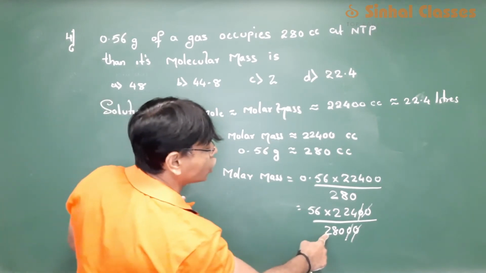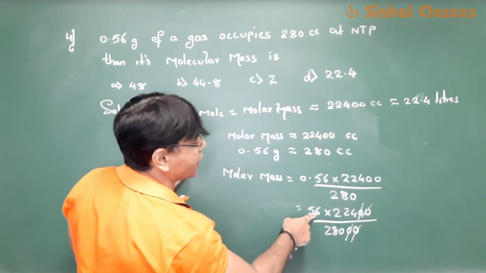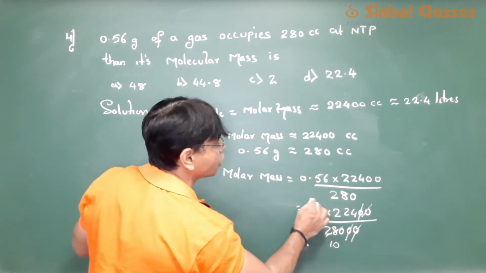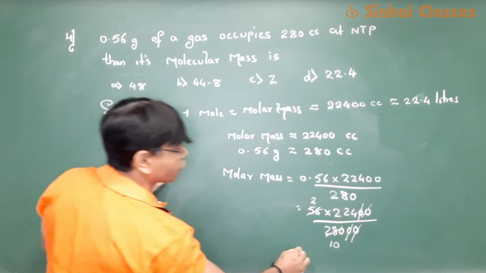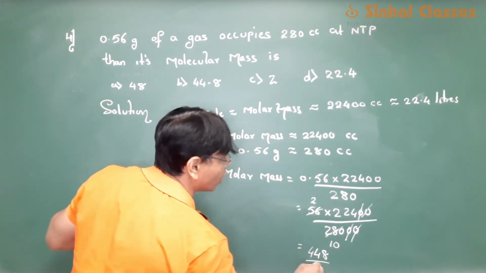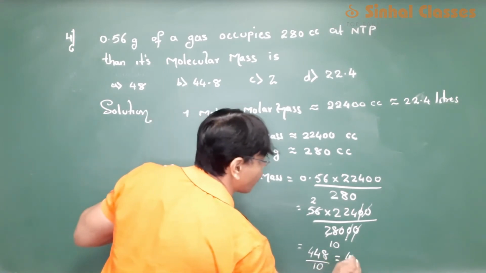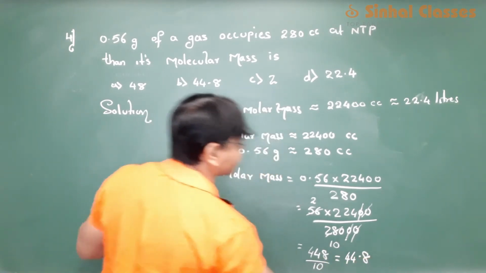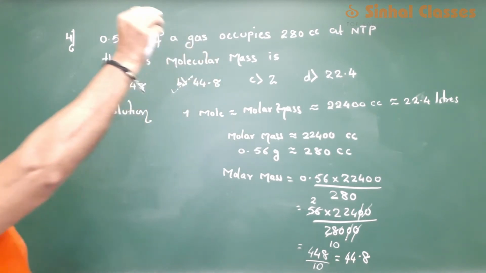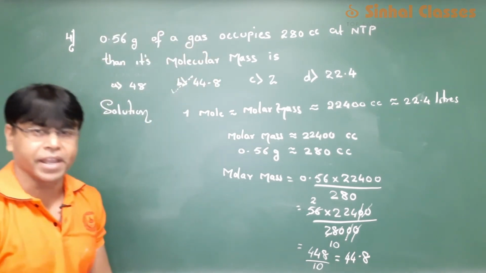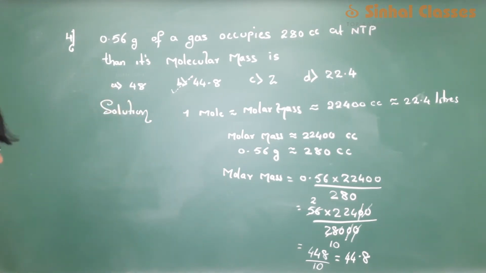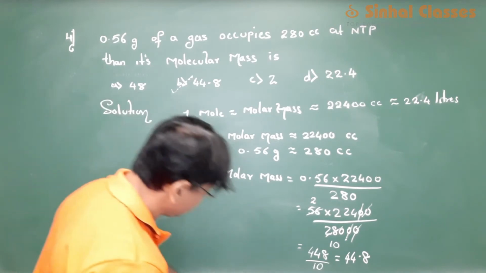We all know 28 2s are 56. So this is 10 here, this is 2 here. So now this will become 448 upon 10, that is 44.8. So your answer for this question is B. So the molar mass is 44.8. Okay, so that was question number 4. Now we go for question number 5.